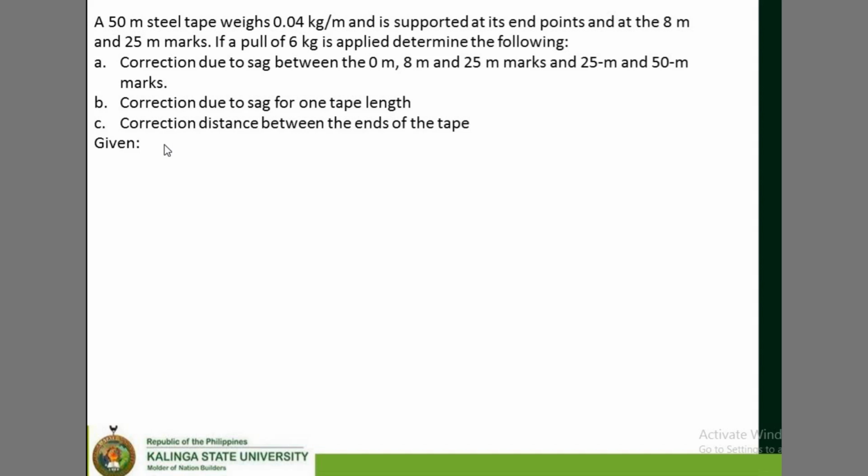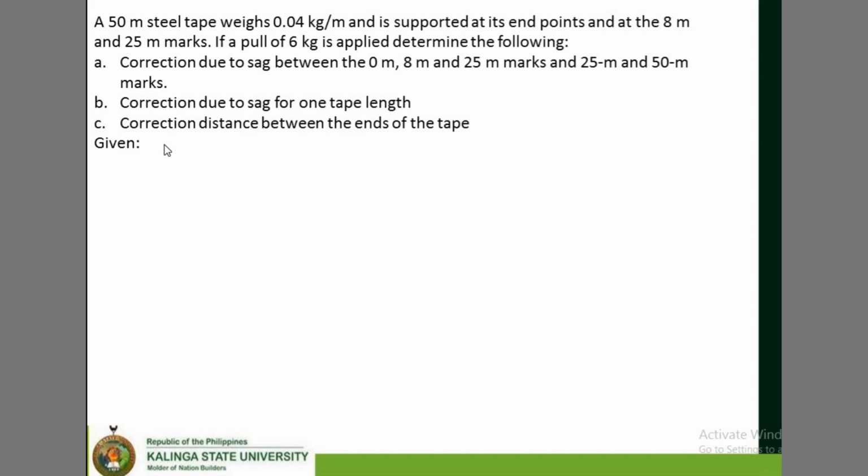A 50-meter steel tape weighs 0.04 kg per meter and is supported at its endpoints and at the 8 meter and 25 meter marks. If a pull of 6 kg is applied, determine the following. Correction due to sag between the 0 meter, 8 meter, and 25 meter marks, and 25 meter and 50 meter marks. Correction due to sag for one tape length, correction distance between the ends of the tape.